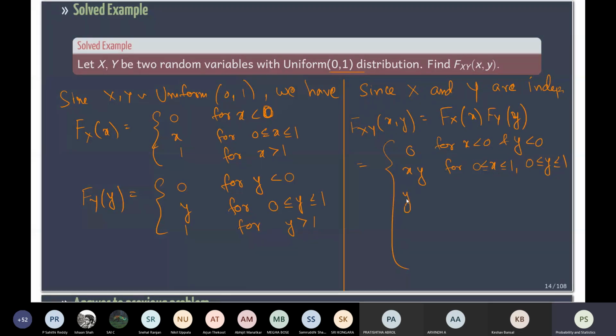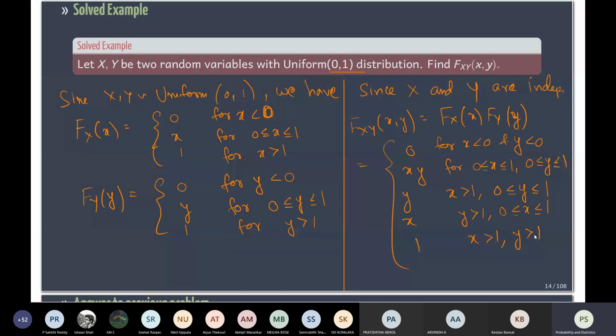And similarly, you can find out that it will be y when x is greater than 1 and y is between 0 and 1. And we will get the case x when y is greater than 1 and 0 less than or equal to x less than or equal to 1. And there will be 1 when x is greater than 1 and y is greater than 1. Okay, so that was the joint CDF.